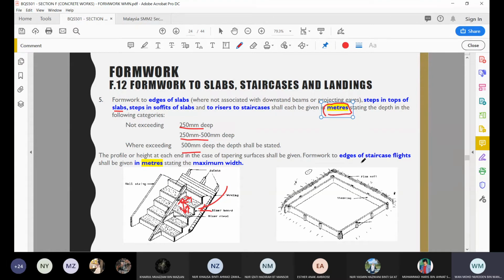Formwork to edges of staircase flight shall be given in meter. Staircase flight kan. Inilah staircase flight. Setting the maximum width. Maximum width kan. Sebab kalau kita tengok staircase, walaupun rupa dia macam tu kan, tapi kalau kita buat formwork, kita buat formwork sampai habis kan tu. Sebab tu kita nak ambil maximum width. This will be the maximum width from the soffit up to the highest ataupun the nosing of the staircase tu. Okay, kat ujung ni kan. That is the maximum width lah. Ni pun ada contoh nanti.